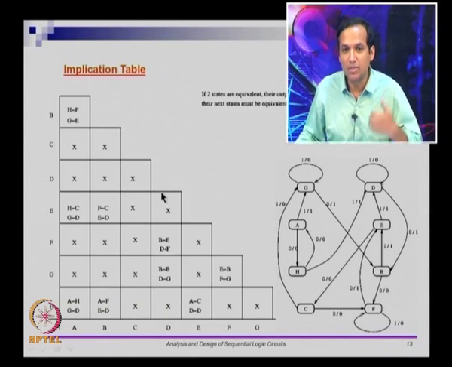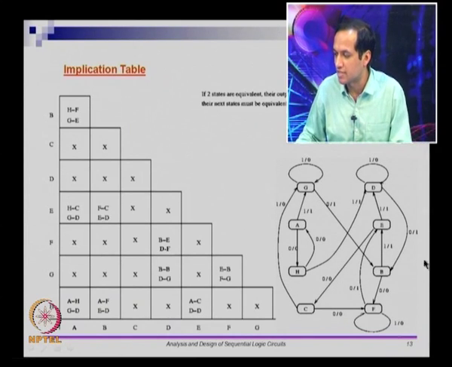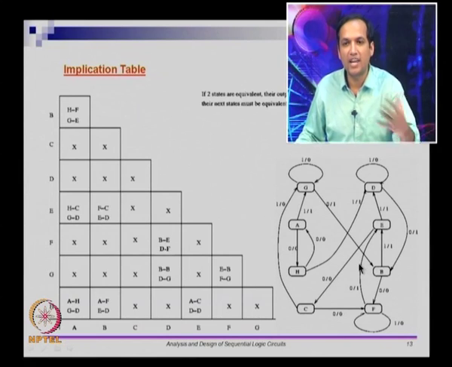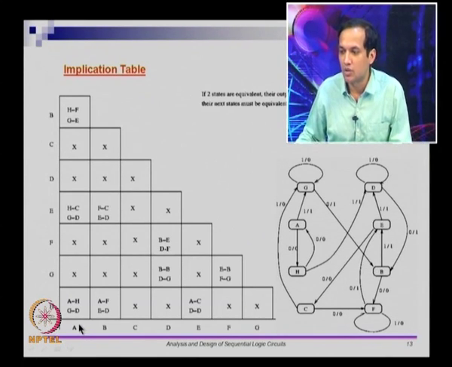Given the implication table, now we want to see whether we can minimize the number of states. From these 8 states, can I come to a different state machine which has a lesser number of states. So, now let us go and look at each one of these in turn.